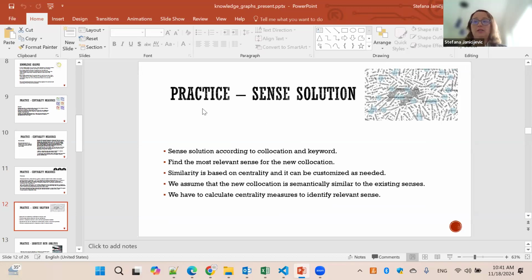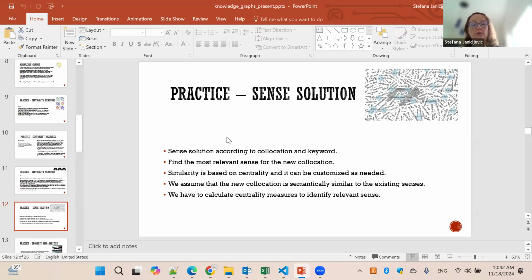Now, our next practice is sense solution. Sense solution is one practice or one example that is created according to the relationship between collocations and keywords. We want to find the most relevant sense for a new collocation, one we don't have yet. The aim and the goal is to predict what would be the existing sense from our set of senses according to the new collocation and new keyword.